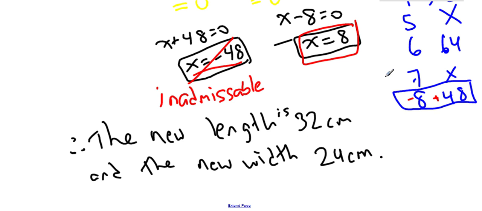And again, before I walk away from this question, I'm going to make sure I'm right. If I multiply 32 times 24, do I get double the previous area? So 32 times 24 is indeed 768. Excellent. So hopefully not so bad a question.